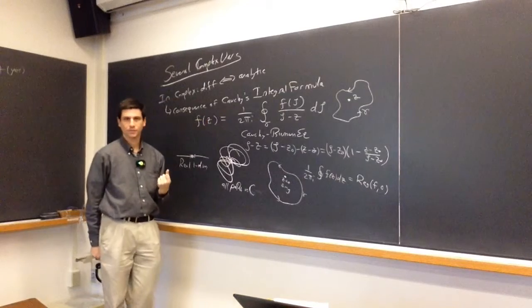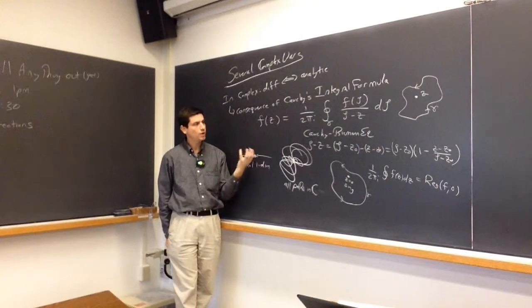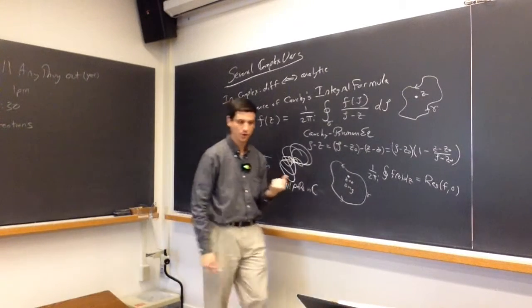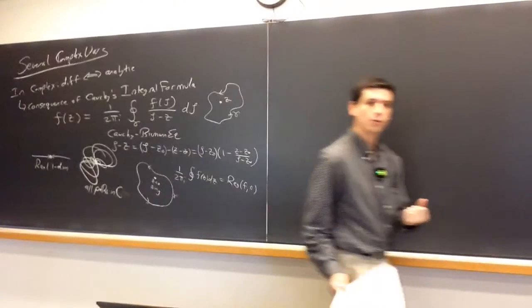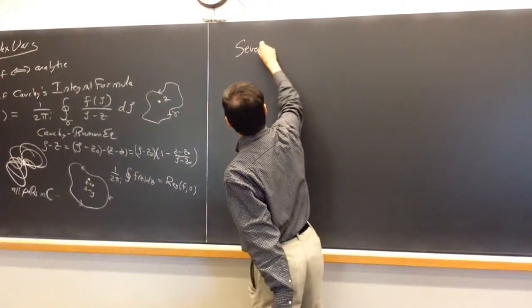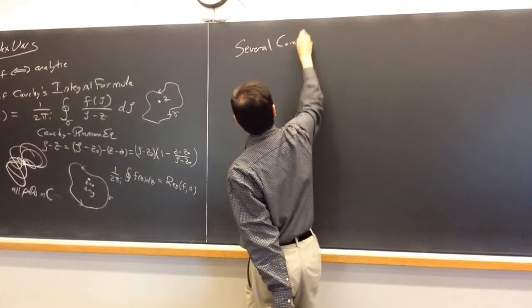Now the question becomes, what happens if we extend to several variables? What should be the definition of complex differentiable? What should the properties be? Which formulas, which theorems do we expect to still hold? So now let's do several complex variables.